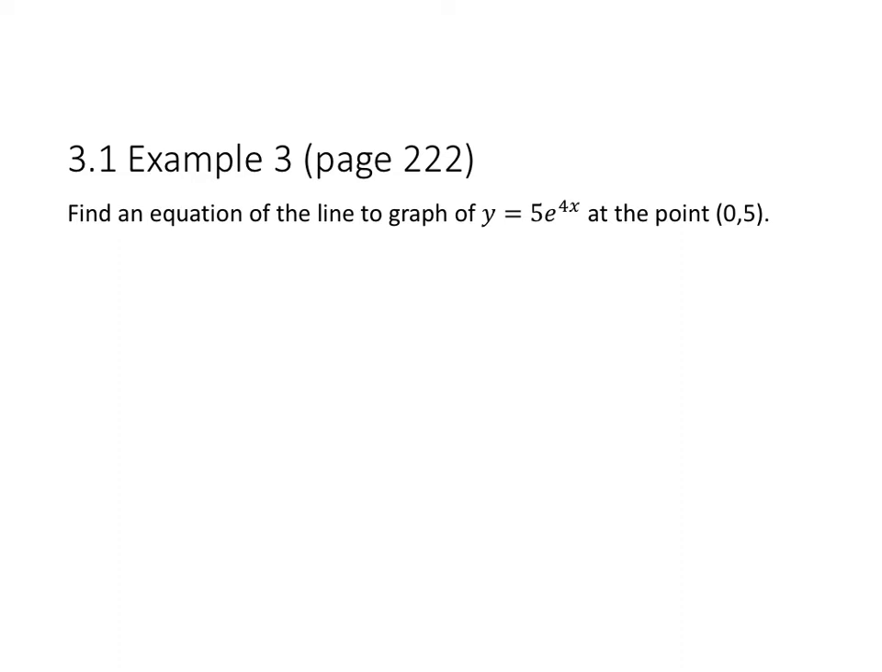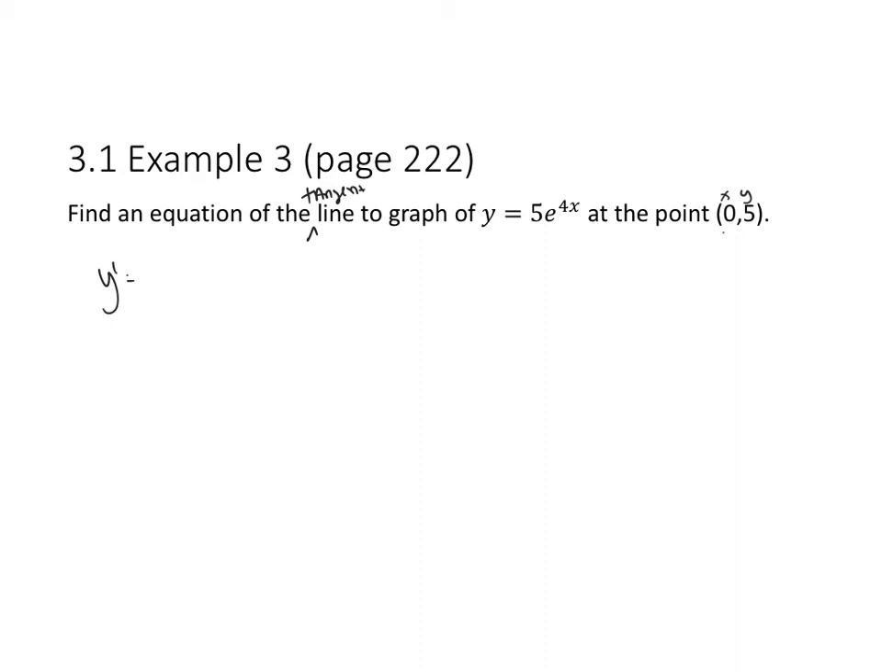Alright, on example 3 we take it one step further. It wants us to find the equation of the line. Oops, I think it's supposed to be tangent. Equation of the tangent line to the graph y equals 5 e to the 4x at the point 0, 5. So first thing we have to do is find our slope of the line. We have our x and our y, but we need our slope. So let's first find that, which is our derivative, of course.